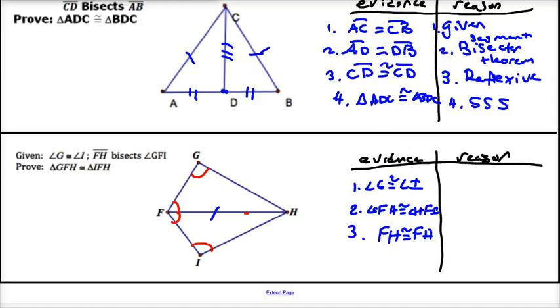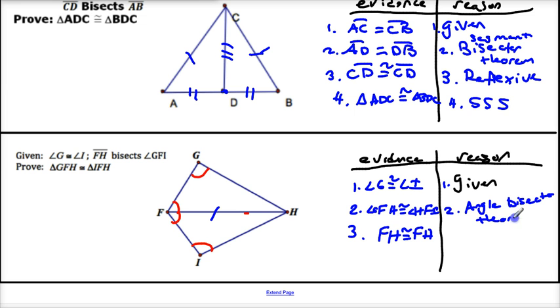Now let's just write our reasons out. Well, G is congruent to I, that is a given. That was given to us. 2, GFH is congruent to HFI. Well, we know these, it's cut in half because of the angle bisector.